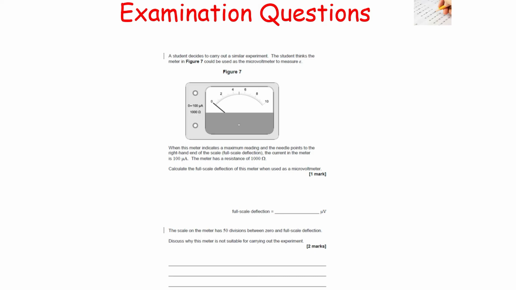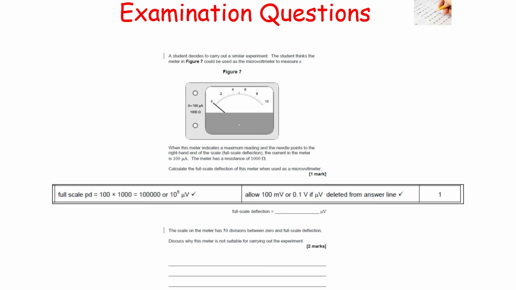Right, in this one, how do we work out the full scale deflection? Well, we know the full scale deflection is when you get to the end of the scale, which is going to be at 100 microamps. And we know that the resistance is 1000 ohms. So we can say that V equals IR, we know that equation, and therefore it's going to be 100 microamps times 1000 ohms. So therefore we get 10 to the 5 microvolts. Remember we want to work in microvolts because that's the unit given in the question. Now, will this be a particularly suitable scale?